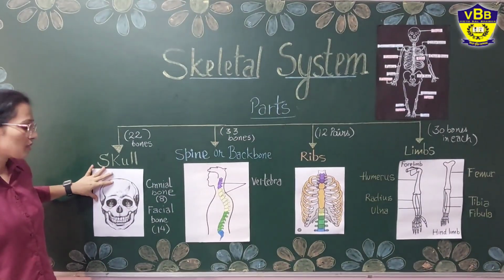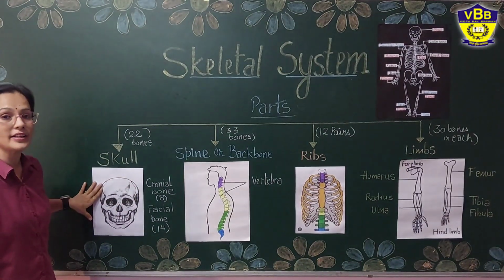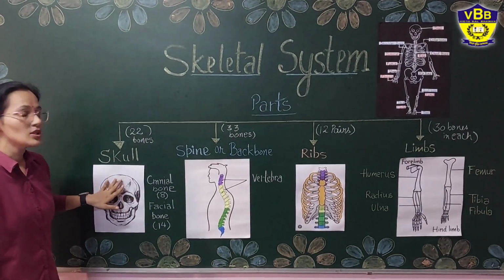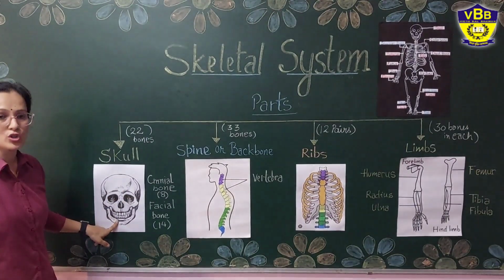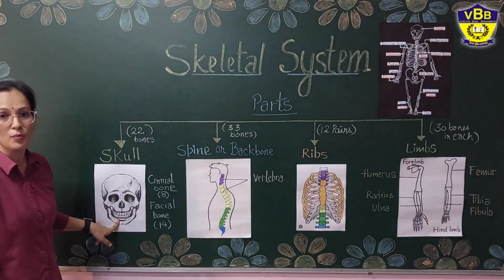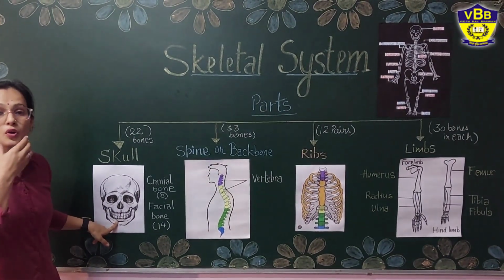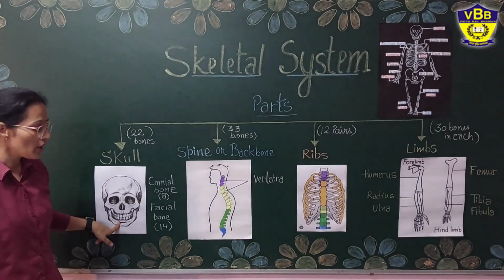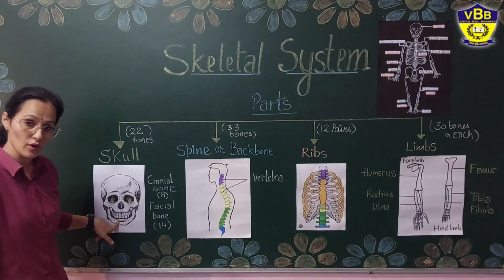The upper part of the skull, which is the cranial part, is fixed. In fact, you can say all the parts in the skull are fixed except the lower jaw. Only the lower jaw shows movement, which allows you to move your lower jaw for eating, for grinding food, all these things, and for talking also.